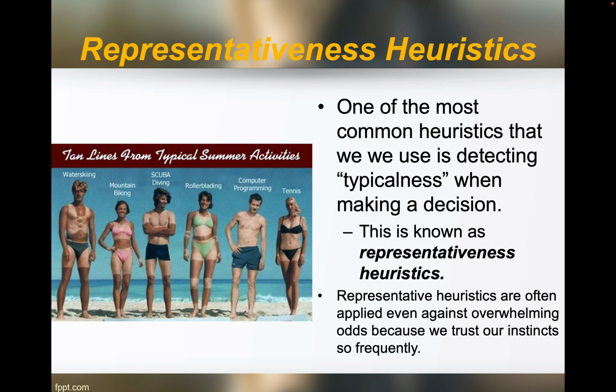One of the most common heuristics that we use is detecting typicalness when making a decision. This is known as the representativeness heuristic. Representative heuristics are often applied even against overwhelming odds because we trust our instincts so frequently. And of course, these are typical tan lines. If we see somebody that looks like this, we know that he's probably a water skier. If we see somebody with tan lines like this, we think, she's probably a mountain biker.